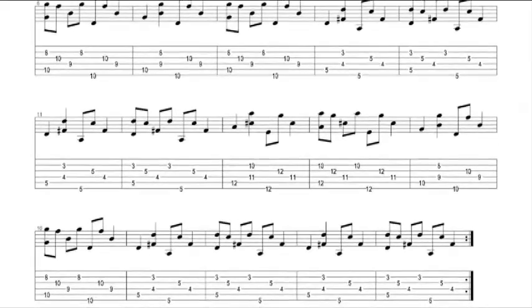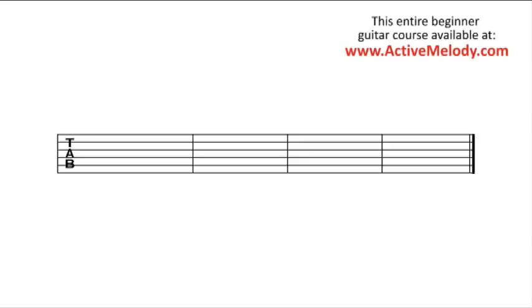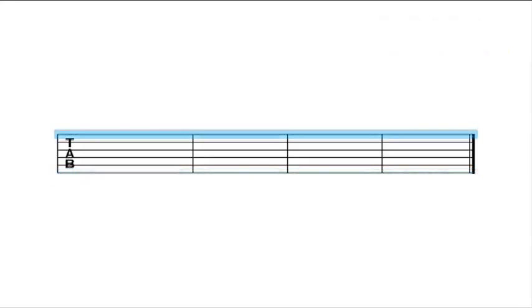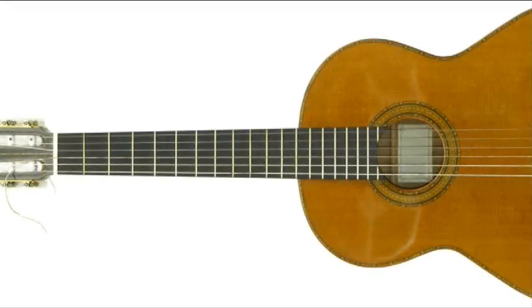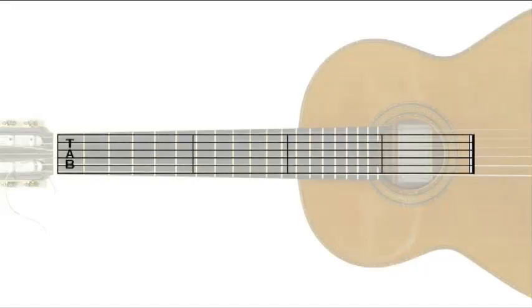So let's begin. Tablature consists of 6 horizontal lines that represent the 6 strings on the guitar, with the lowest note, the bottom E string, on the bottom, and the highest note, the top E string, on the top. Now just imagine a guitar facing you, lying on its side like this, with the neck of the guitar pointing to the left. Now if I superimpose the tablature on top of the neck, you'll see exactly how these 6 tablature lines represent the strings on the guitar. Lowest string on bottom, highest string on top.